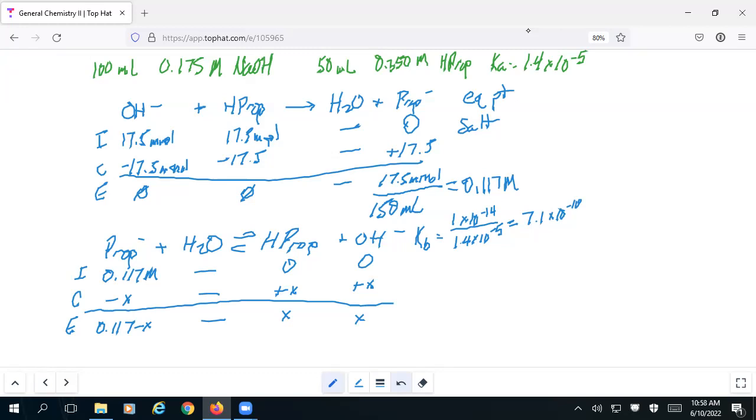Now, it'll often be the case in these kinds of scenarios that the Kb value is not going to be very big. And so unless we're dealing with an extremely small concentration or an unusually stronger version of a weak base, the 5% approximation will almost always apply in this scenario, which is going to make things easier for us. Because what it's going to allow us to do is say 7.1 times 10 to the negative 10th is approximately equal to x squared over 0.117.